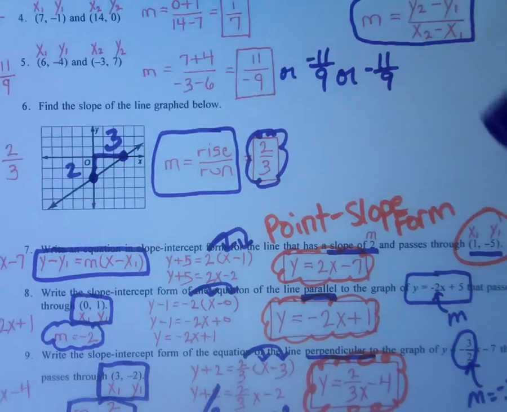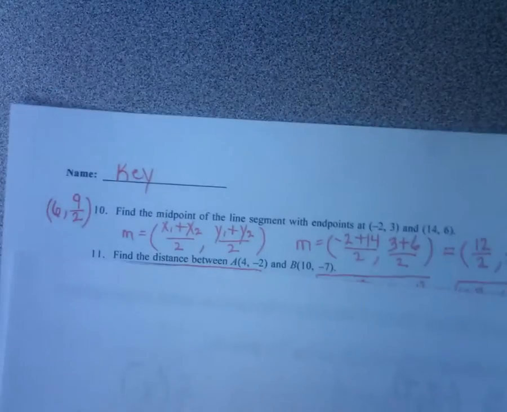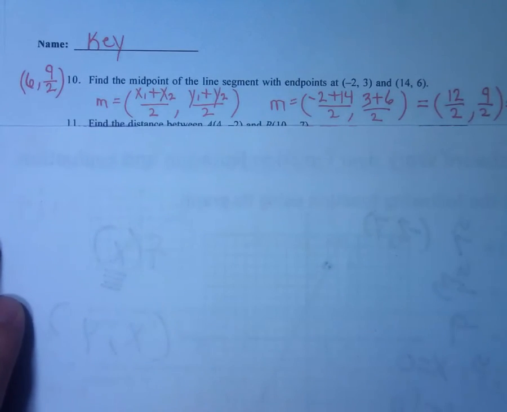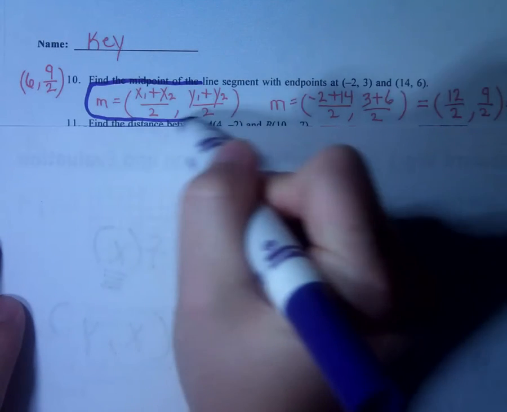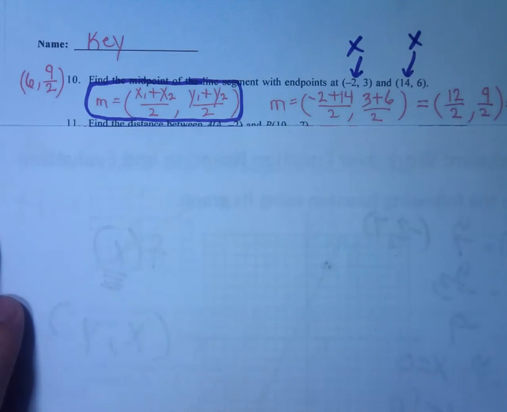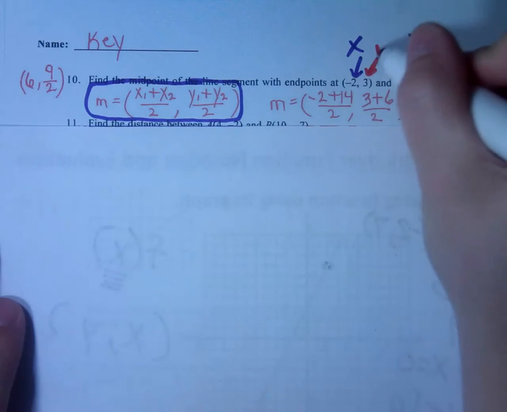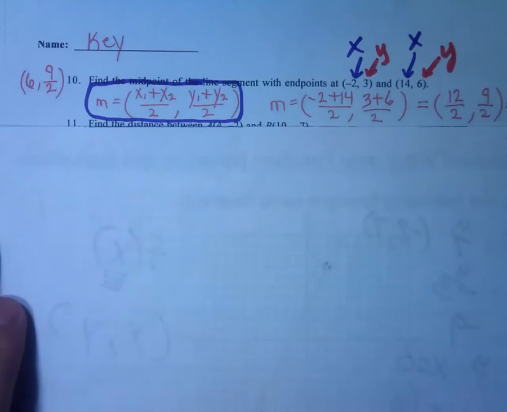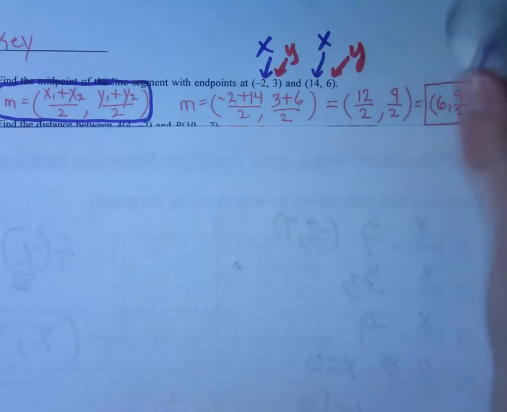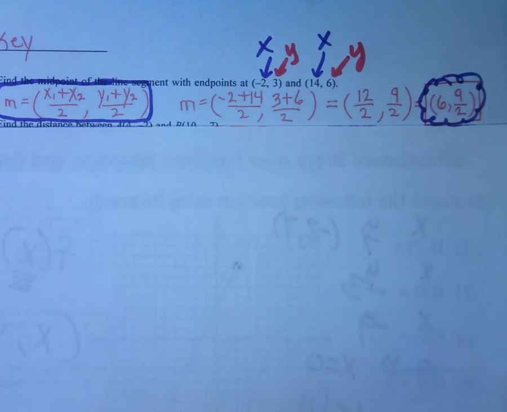All right, moving on. Number 10, we start getting into midpoint. So we're going to use our midpoint formula, which is where you add your x's and divide by 2, and you add your y's and you divide by 2. So as long as you remember that the first numbers are the x's, you're going to add those together, and then hopefully you remember that the second numbers are the y's, and you'll add those together and divide by 2. And you should get an answer of (6, 9/2). If you wanted to change this to 4.5, you could, but there's nothing wrong with this improper fraction as long as it's reduced.